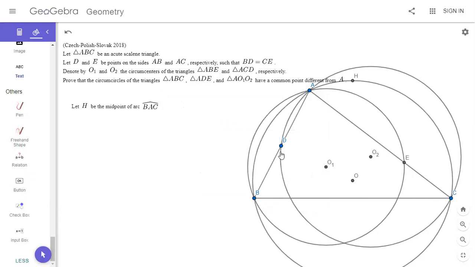And then AHDE is cyclic by the spiral similarity. Let me see if there's a way. So yeah, HB is equal to HC. Yeah, I have one proof in my mind. I'm just trying to think of the best way.